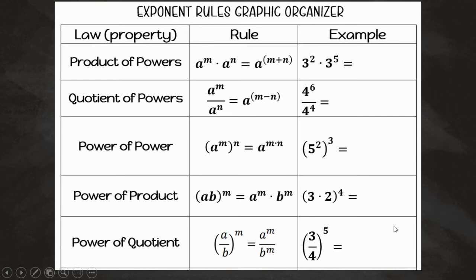So be careful with your signs if you have an odd exponent. All right, so let's review our exponent rules. And you should have learned all of these previously in your other math classes.